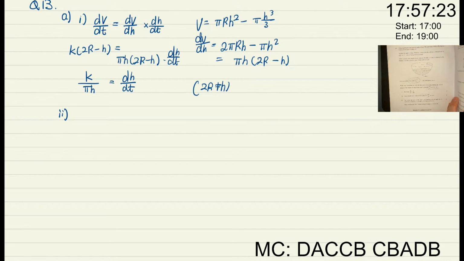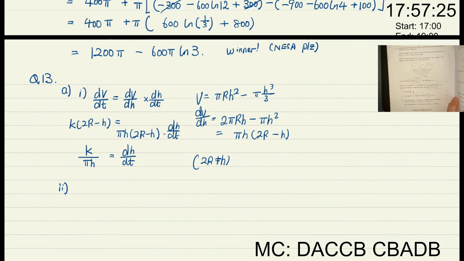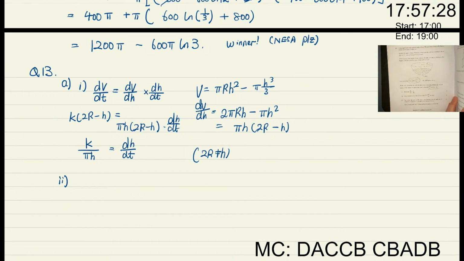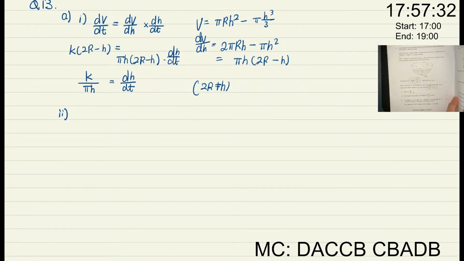Okay, let's go. 1,200 pi minus 600 pi ln 3. Yes, exactly, Russell. Good job, guys.